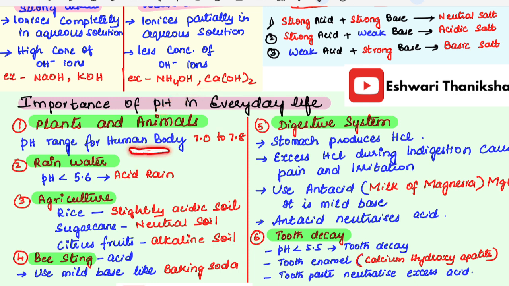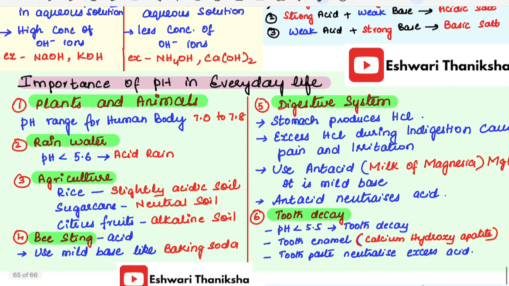So in human beings, you know that the pH should be in the range of 7 to 7.8. Yeah, the rainwater, if the pH is less than 5.6, it is called acid rain. And in agriculture, you can see for rice, the soil should be slightly acidic in nature. For sugar cane, it should be neutral soil, and for citrus fruits, it should be alkaline soil.